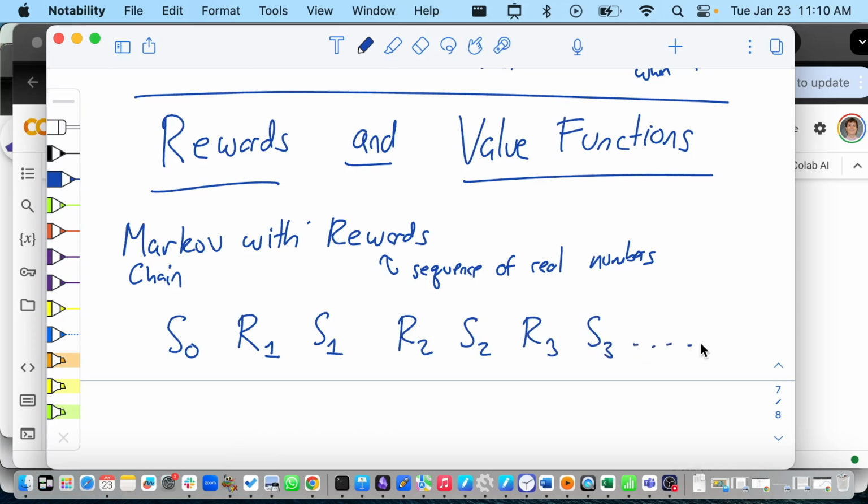So the Markov chain is just a sequence of states. Where are you at time 0? Then you roll the dice, you go somewhere at state 1. Then you roll the dice, you're somewhere at state 2. And the rewards are the same sequence as before, but interspersed, you get some rewards, which are numbers.